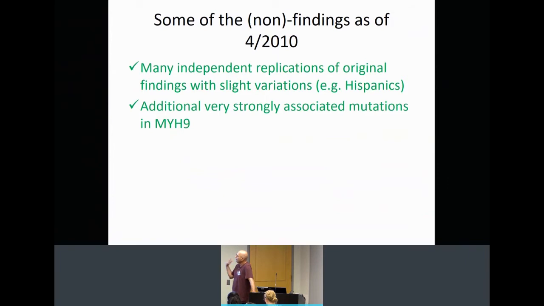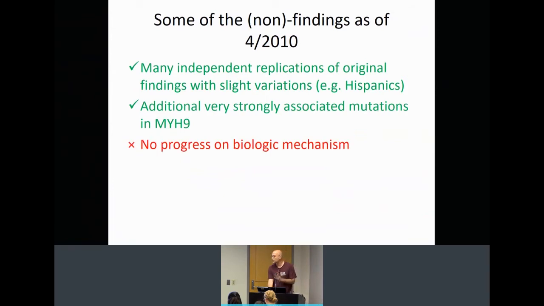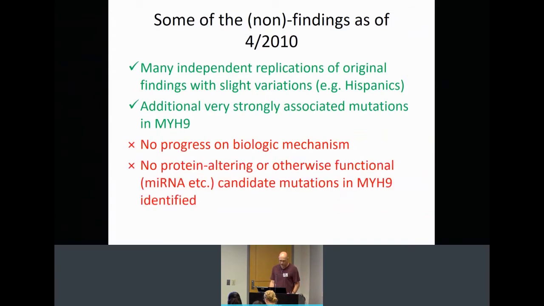They did more and more fine mapping on MYH9 and found additional strongly statistically associated variants in MYH9. So we have multiple independent signals that do not explain each other within MYH9. There's no progress on how the biological mechanism makes sense, and none of these mutations are actually mutations that are supposed to have a major functional effect. So I think they were all intronic, or might have been a couple of synonymous mutations in exonic regions of MYH9.